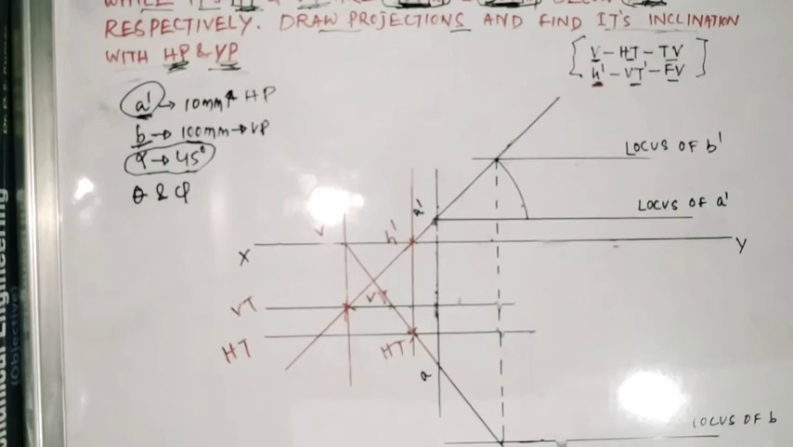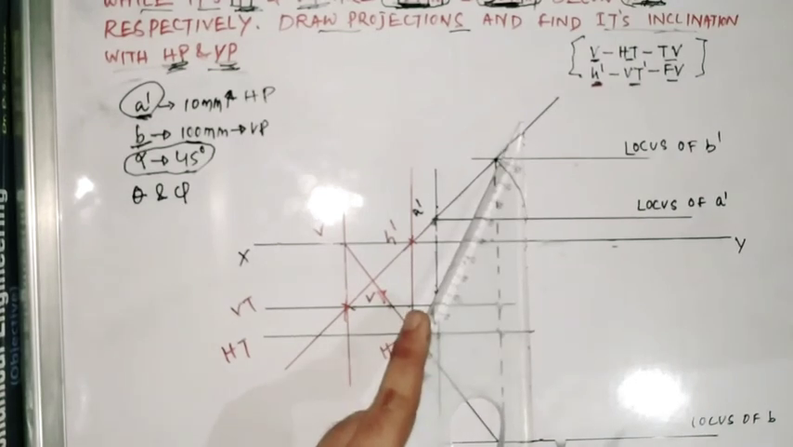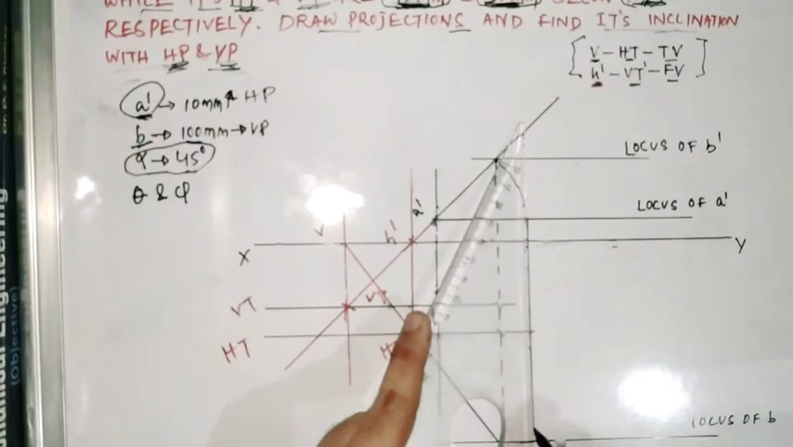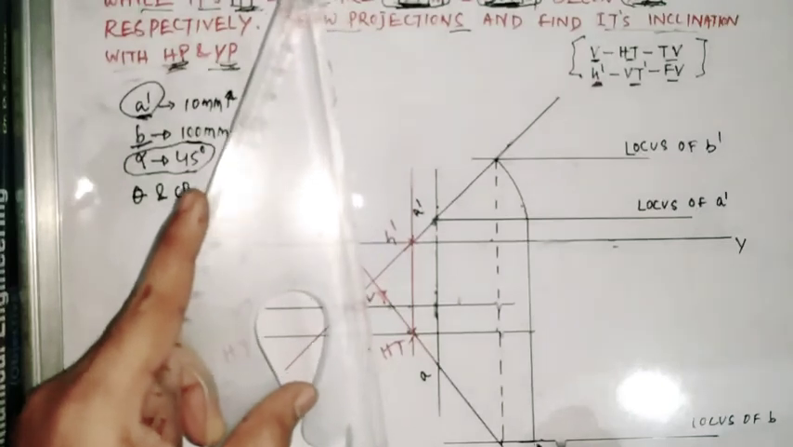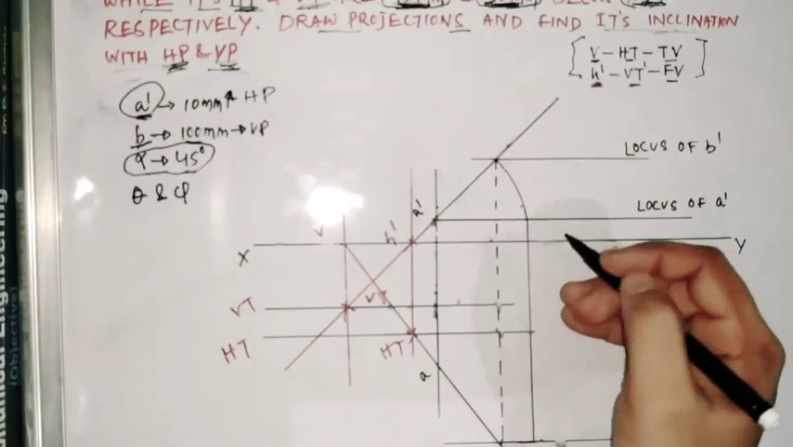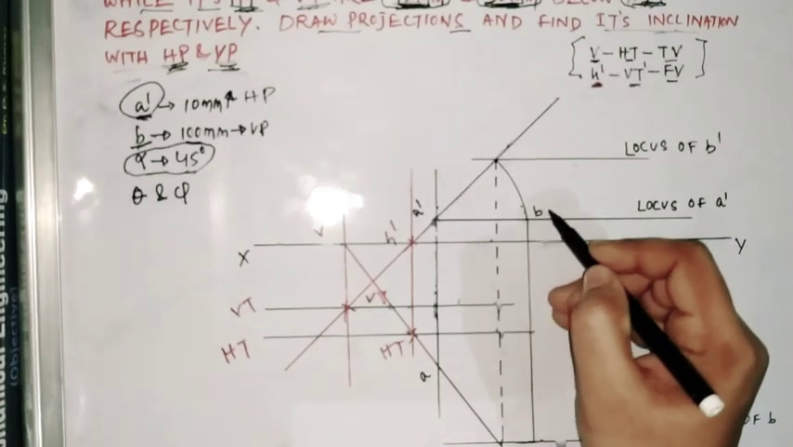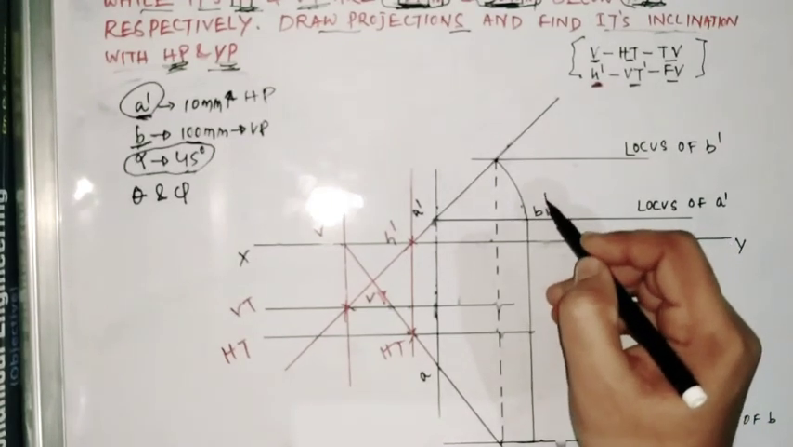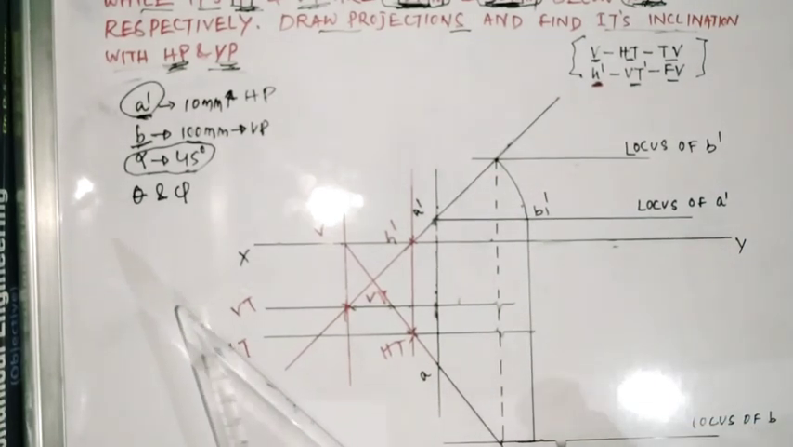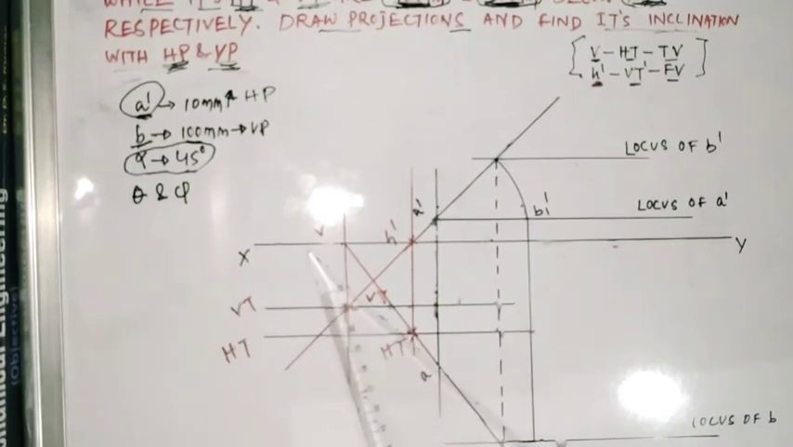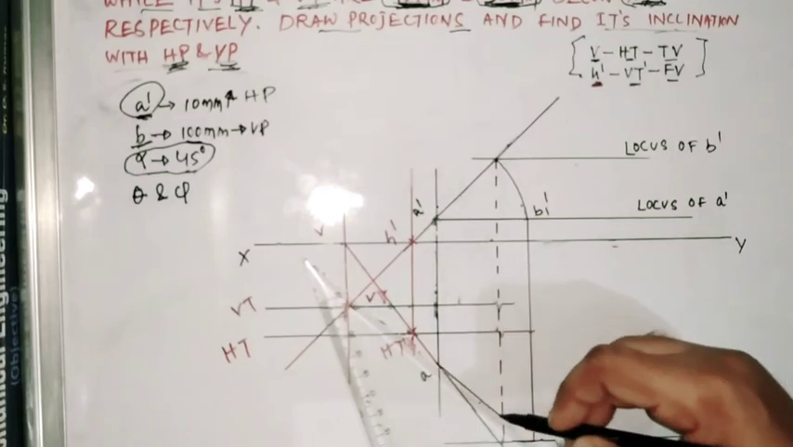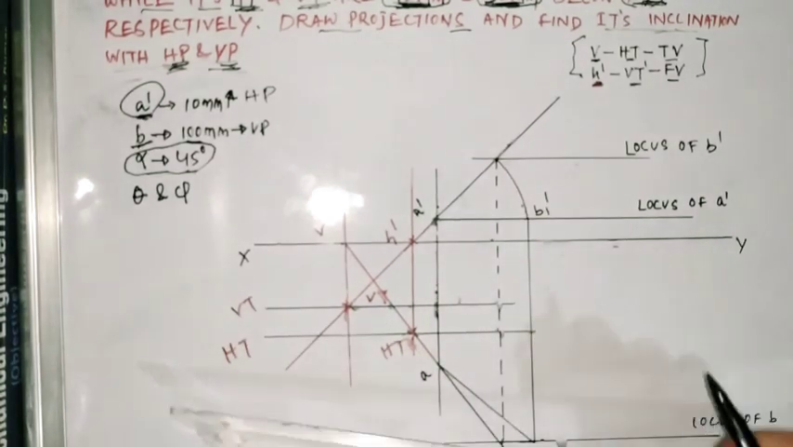After getting this arc I'll be drawing a line from the arc to that vertical line over here. It will coincide somewhere here. So this will be my true length. I'll be naming this point B1 dash. So this will be our B1, and this will give me the true length. Let me join A and B1. This will give me the true length.